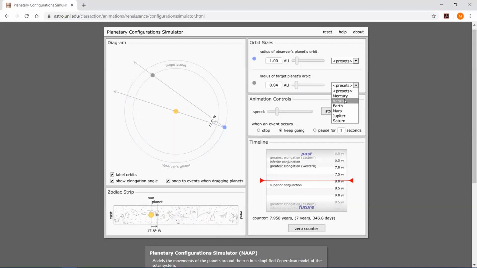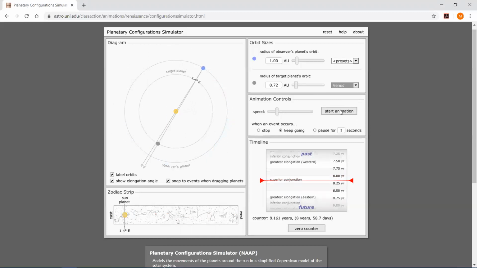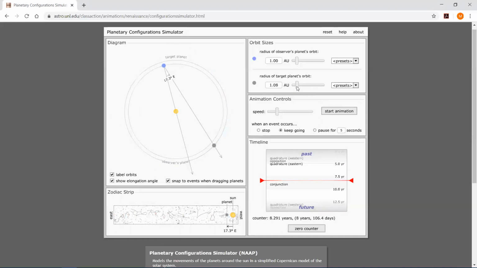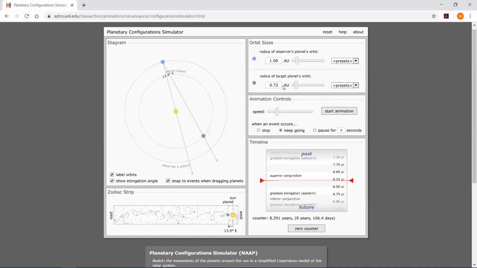Actually, let's go with Venus. Do I want to do Venus? No. I can change it right here. There we go. Okay, 0.65.